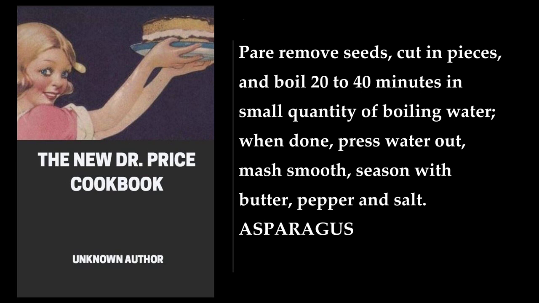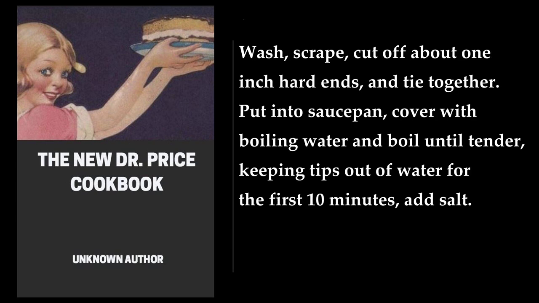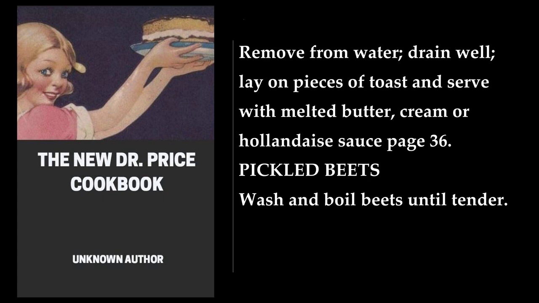Asparagus. Wash, scrape, cut off about 1 inch hard ends, and tie together. Put into saucepan, cover with boiling water and boil until tender, keeping tips out of water for the first 10 minutes, add salt. Remove from water, drain well, lay on pieces of toast and serve with melted butter, cream or hollandaise sauce, page 36.